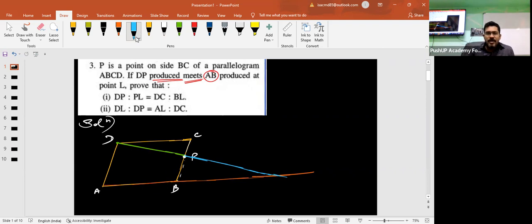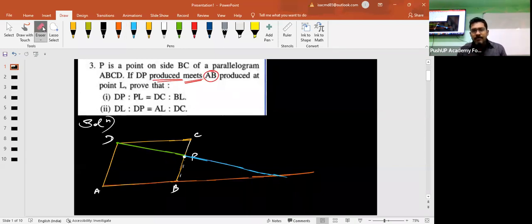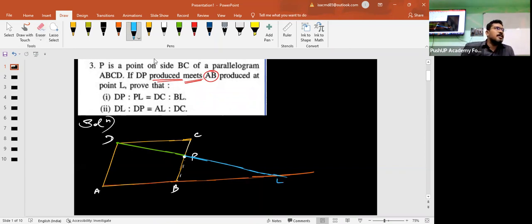Right? Where is that point? Let me assume it to be Q. Easy? Wherever AB produced and DP produced are intersecting each other, I'm considering that common point of intersection as what? Point. Oh, they have already given you the name. Okay, if they have already given you the name, let's give it the same name, right? L. All right. Now, what are they asking us to prove?